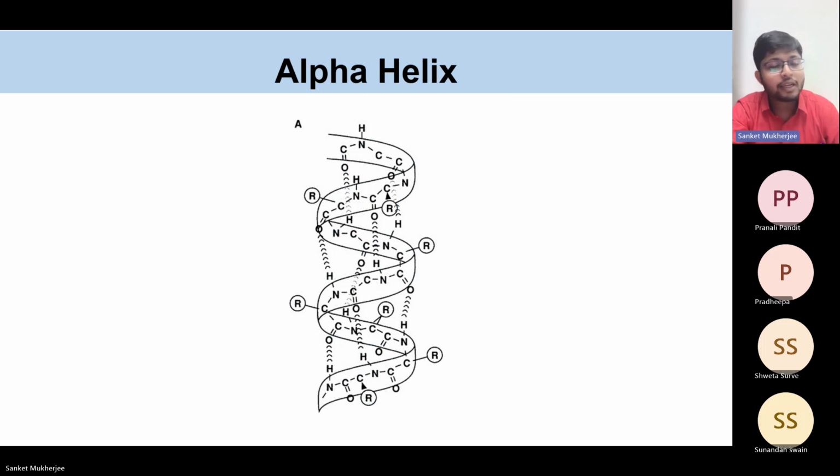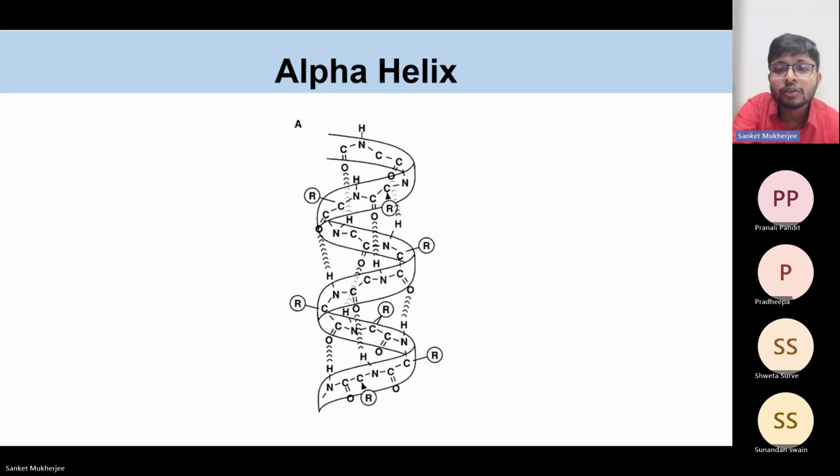Now in case of alpha helix, most of you must be knowing that it is one of the most common secondary structures. In proteins, there are 3.6 amino acids per turn in an alpha helix. And the first amino acid of the alpha helix interacts with the fourth amino acid. So it's like the ith residue will interact with the i plus fourth residue.